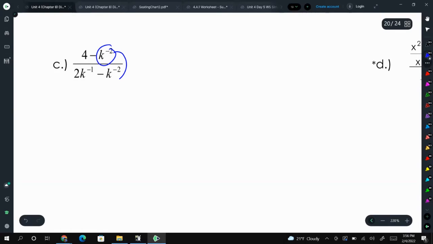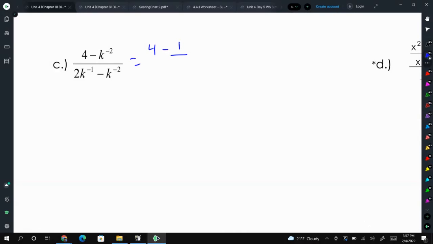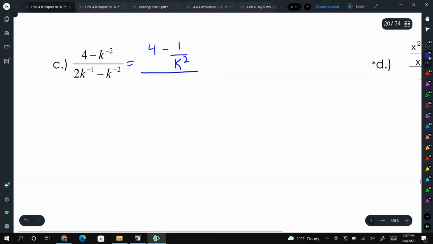Now you may say, well, can't I just move this down here? Because of this subtraction sign, 4 minus k to the negative second, we can't do that. So this is going to be 4 minus 1 over k squared, over 2 over k minus 1 over k squared. So remember, this 4 up here is really over 1.